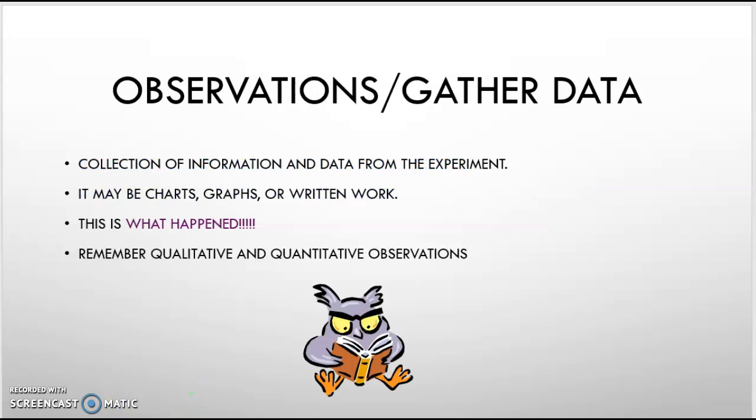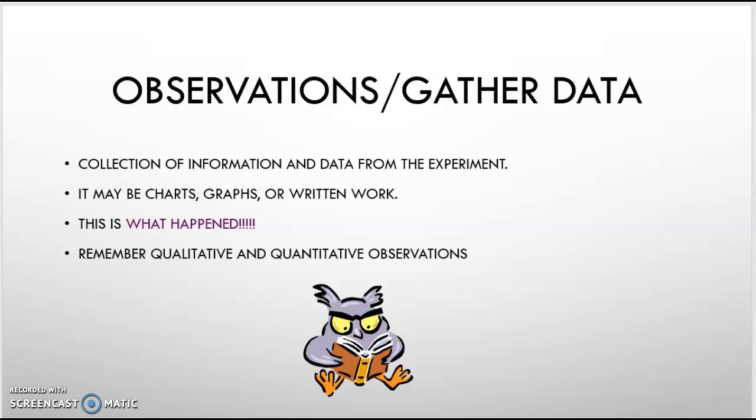Okay. All right. So the last part of the scientific method we are going to talk about today. It's not the end of the method. This is just the last thing we're going to be talking about today because it relates to the experiment part. Observations and gathering data. So this is the collection of information and data from the experiment, all right? It has to do with observations, which is why we talked about those 2 observations that start with a Q: qualitative with an L and quantitative with a T, right? This is where that comes into play.